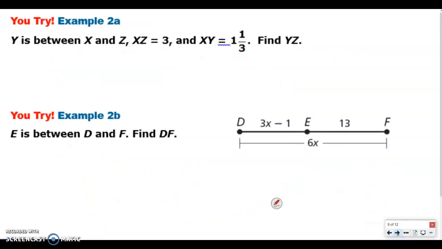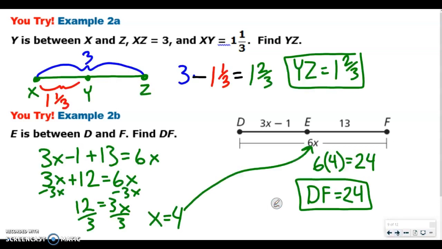All right, now you try. So go ahead and pause and try this on your own. Unpause for the answers. All right, so I jumped ahead to save a little bit of time. So here are the answers.